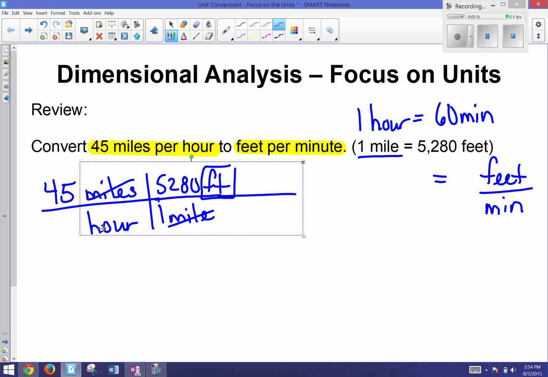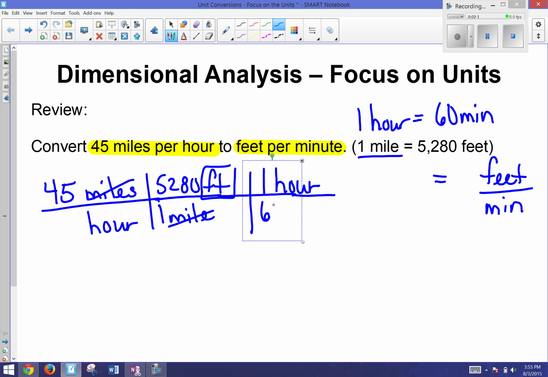Now we need to change the hours to minutes. The hour is originally on the bottom of our dimensional analysis ladder. So our conversion ratio for that, our 1 hour would be on the top. And 1 hour is equivalent to 60 minutes. So now I've got an hour on the bottom, an hour on top. They cancel out. So look at what we're left with, feet per minute. And that's exactly what we want.